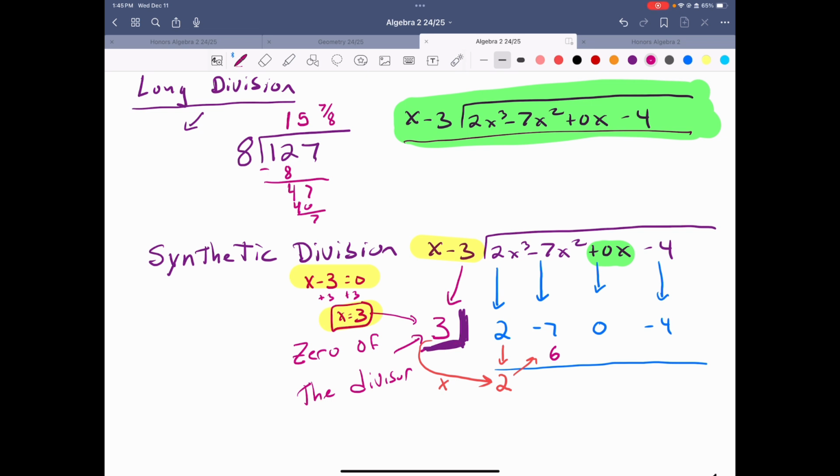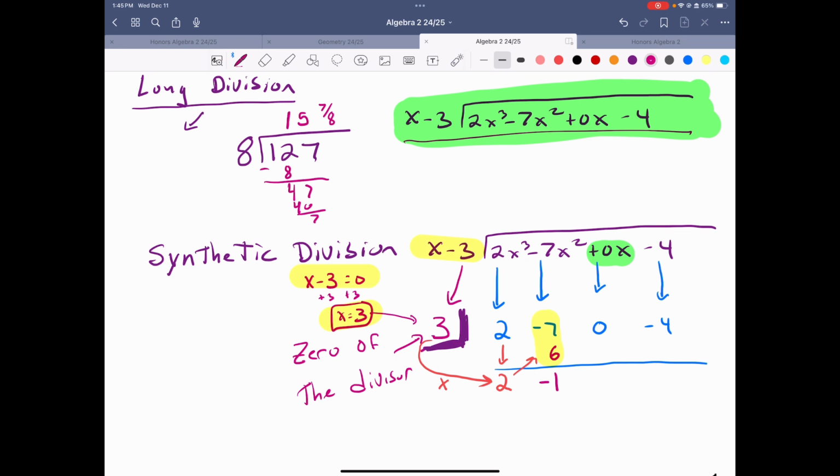Now, the nice thing about this, in long division, you had to subtract. Now we're just going to add. So we're going to add these two things together, and the result of that is going to go underneath. So the result of negative 7 plus 6 is negative 1. So we add if it's above the line.